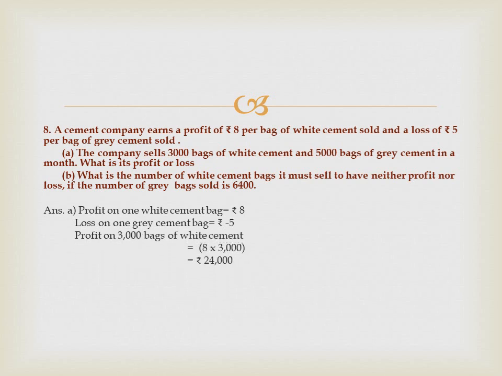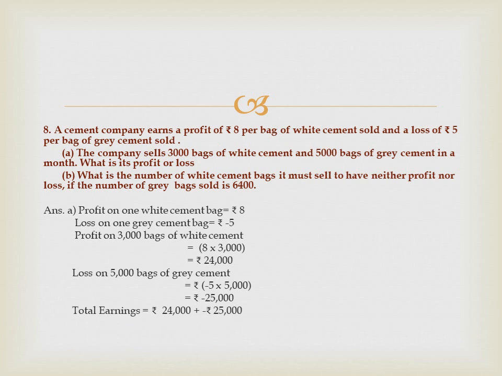Profit on selling 3000 bags of white cement is equal to 3000 into 8 is equal to positive 24,000. Loss on selling 5000 bags of grey cement is equal to 5000 into negative 5 is equal to negative 25,000. Therefore, the total earnings of the company for that month is equal to positive 24,000 plus negative 25,000 is equal to negative 1000 rupees. Means 1000 rupees loss on that month.